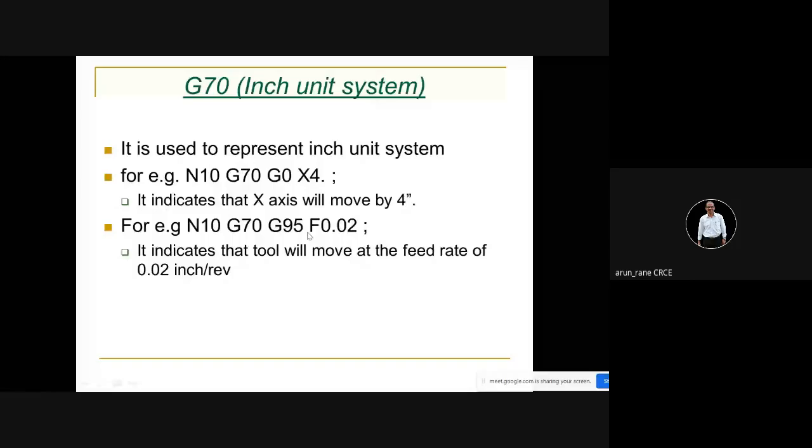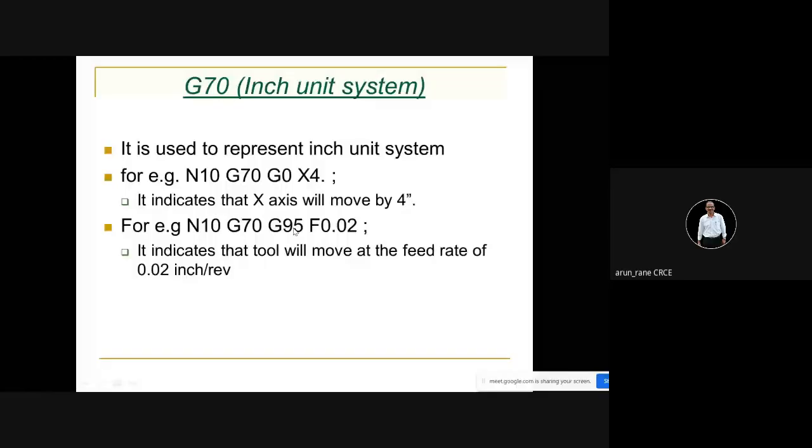I repeat again, suppose it is G95 F0.02, and if the spindle rotation is 100 rpm, that is 100 revolutions per minute, then the feed rate will be 0.02 into 100, that is 2 inches per minute. So in a minute it will move by 2 inches. This is 0.02 inch per revolution.